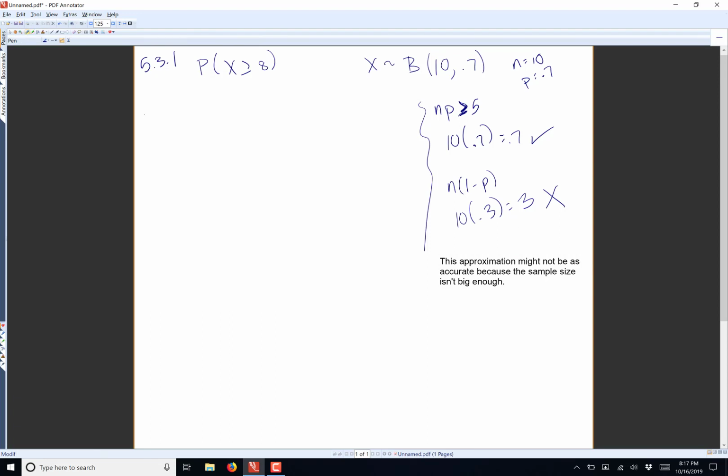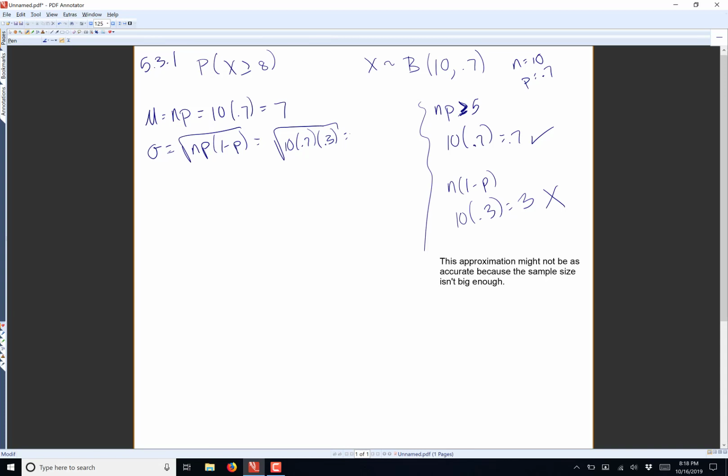So again, anytime you want to do normal approximation, you need to find, well, what is my new mean, or my mean for a binomial. Your mean is going to be n times p. So again, that'll be 10 times 0.7, which is equal to 7. And you need to find your standard deviation. Standard deviation is the square root of variance, which is n times p times 1 minus p. So this will be the square root of 10 times 0.7 times 0.3, since 1 minus 0.7 is 0.3.